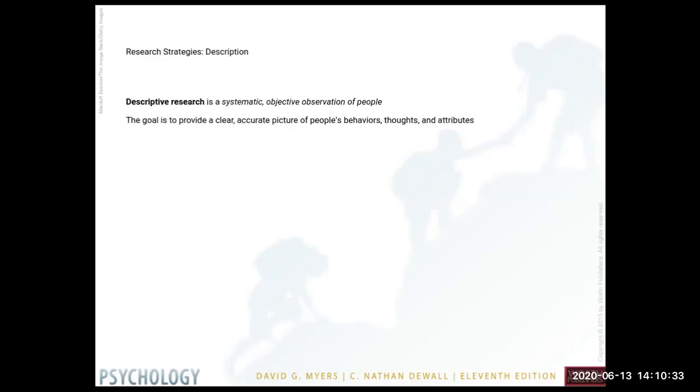So, really quickly, descriptive research is a systematic, objective observation of people. In this case, the goal is to provide a clear and accurate picture of people's behaviors, thoughts, and attributes. You're just trying to describe what's happening. You're not giving a reason for why it is. You're just seeing what we can describe. Objectively observing people and seeing their behavior and things like that.